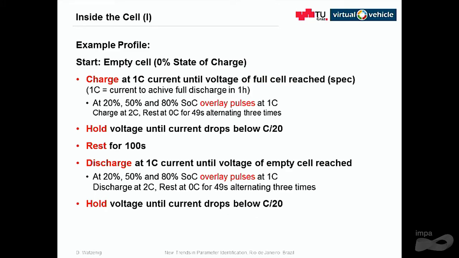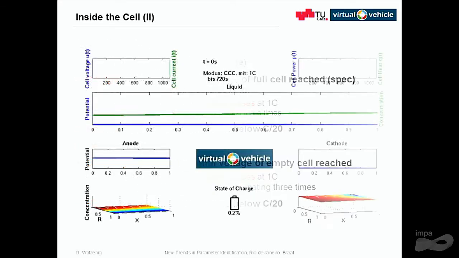Then, of course, we have to define a certain stress profile, which we got from the automotive industry. Let's say we start at a certain level, zero state of charge, then we charge, then we hold, then we have a rest time, discharge, hold voltage. That's a profile which simulates a typical behavior in a car.